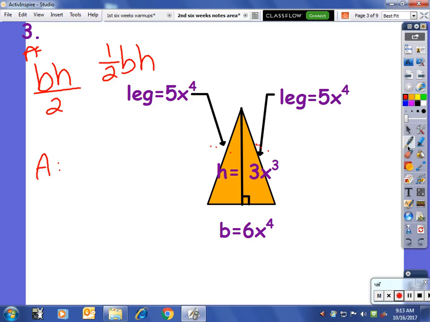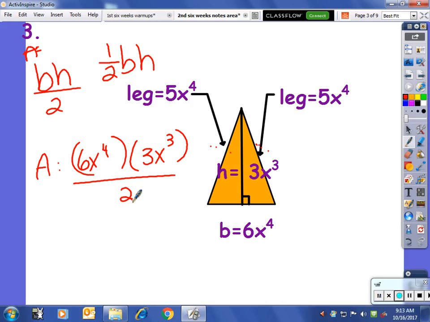So what do I need in this problem for area? 6x to the 4th times 3x to the 3rd. And what am I going to do after I do base times height? I'm going to divide by 2 at the end. Don't forget to divide by 2.